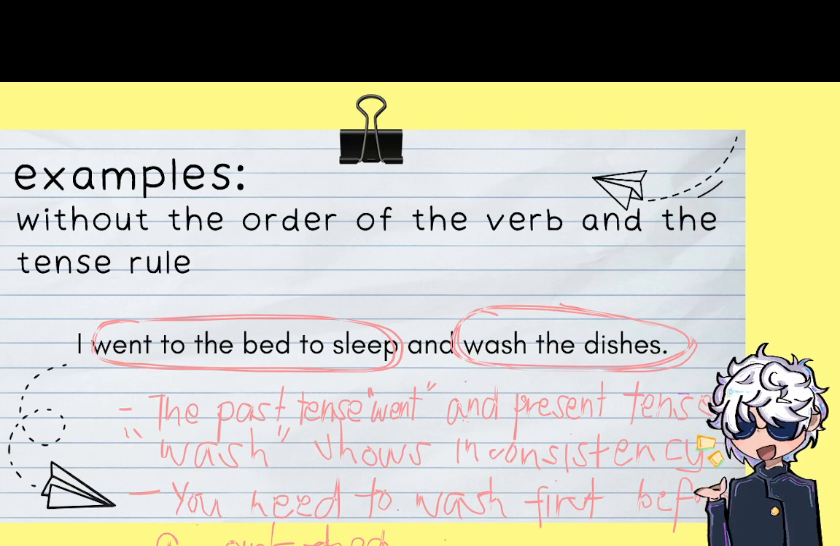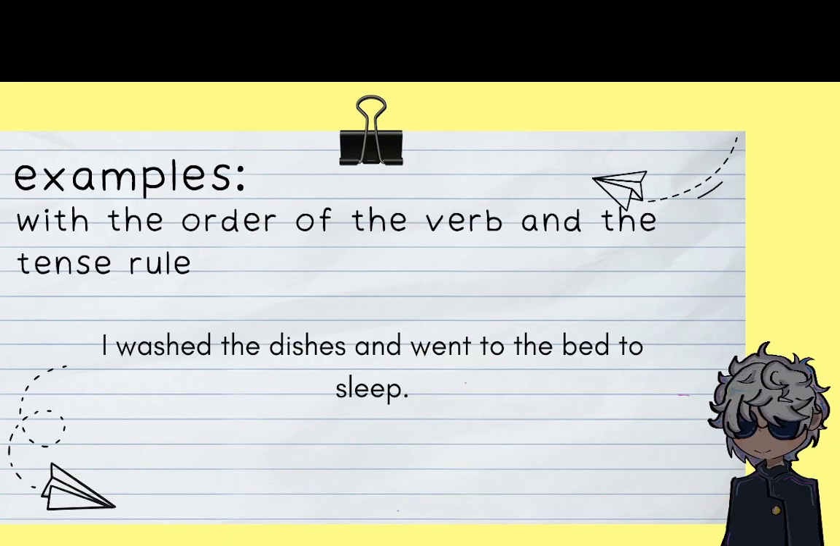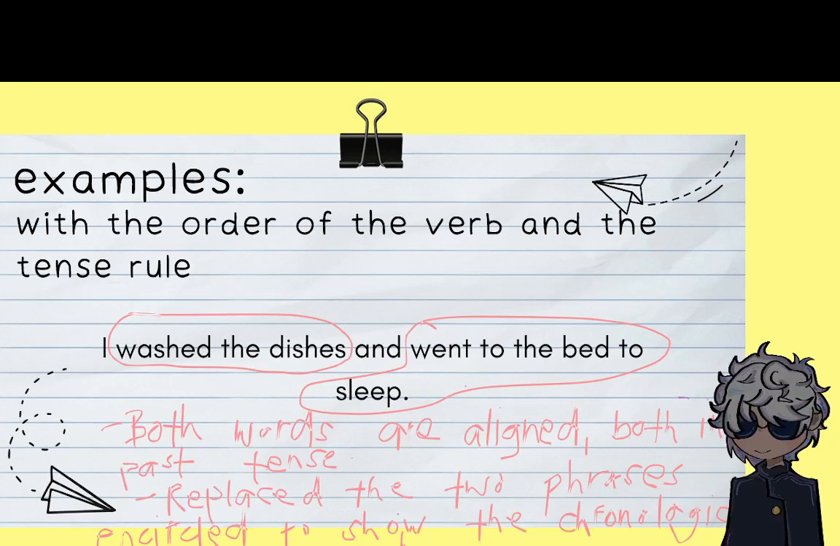So, in order for this sentence to be correct, we must interchange wash the dishes and went to the bed to sleep. And here is the correct sentence: I washed the dishes and went to the bed to sleep. So, both verbs are aligned, and both of them are in past tense. And we replace the phrases, encircled to show the chronological order.